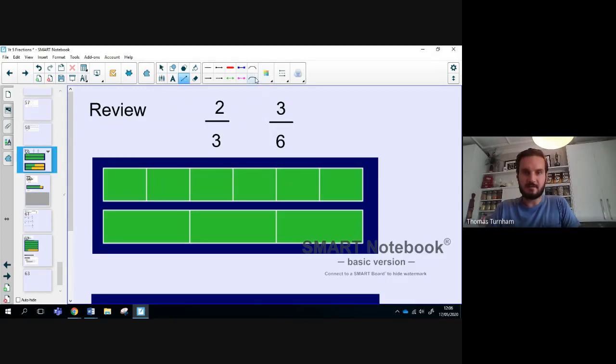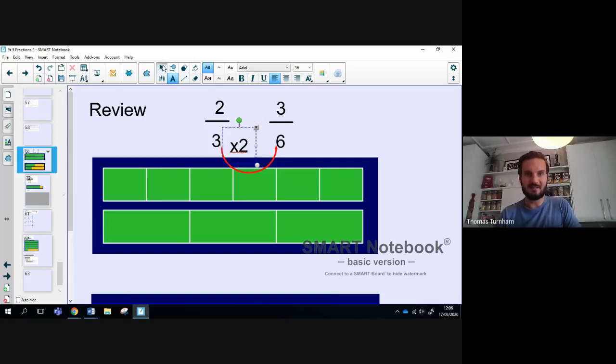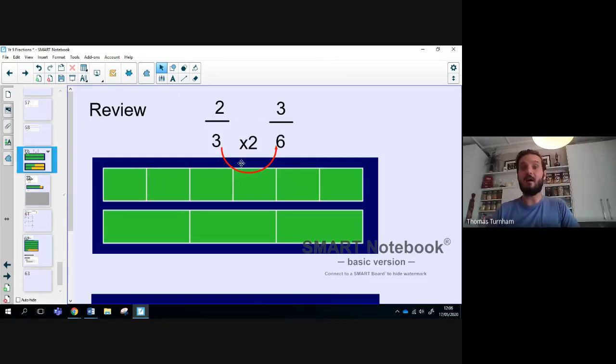Let me see if I can find one of my fancy arrows. Oh, got trigger happy there. What's the relationship between 3 and 6? We know that 3 times 2 makes 6. We know the relationship is that it doubles. I could go the other way around and say it halves. Either works. So what I've done is I've had something split into 3 equal parts, 1, 2, 3. To get it into 6, I've doubled it. Each of those 1 parts is now 2 parts. So my 1/3 becomes 2/6. This 1/3 becomes 2/6. This 1/3 becomes 2/6.